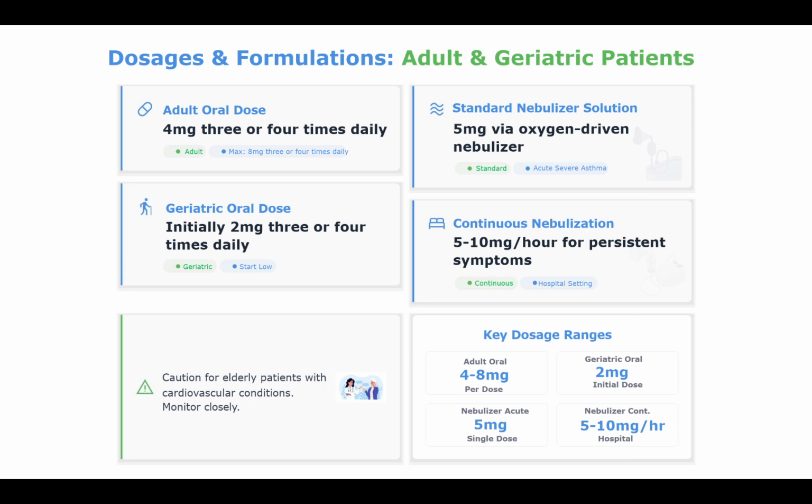For persistent symptoms, continuous nebulization at 5 to 10 mg per hour can be used with specialized equipment monitoring for tolerance. Geriatric patients, often over 65, require caution due to reduced clearance and higher cardiovascular risk. Start oral dosing at 2 mg 3 to 4 times daily, avoiding maximum doses initially. Nebulized forms are preferred in the elderly to minimize systemic exposure.